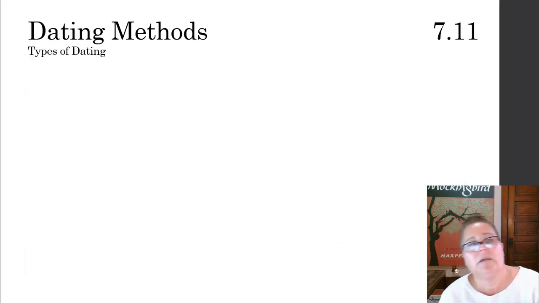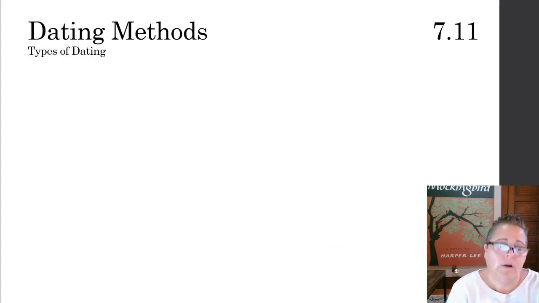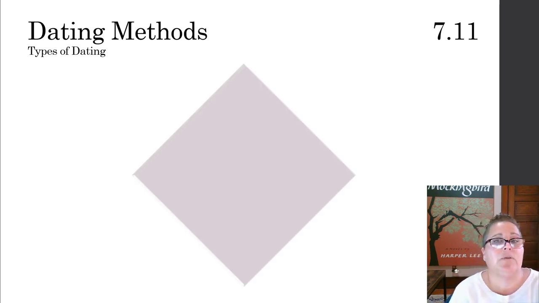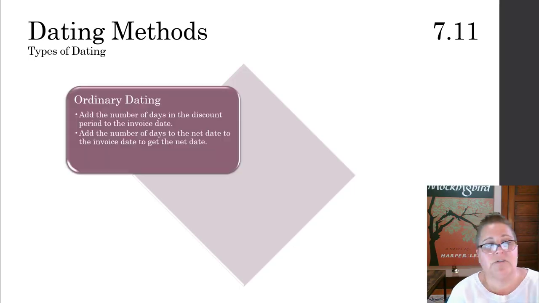All right. So there are 4 different dating methods. We're going to go through what those 4 are, but we're only going to practice ordinary today. So those 4 dating methods are as follows. The first is known as the ordinary dating method.